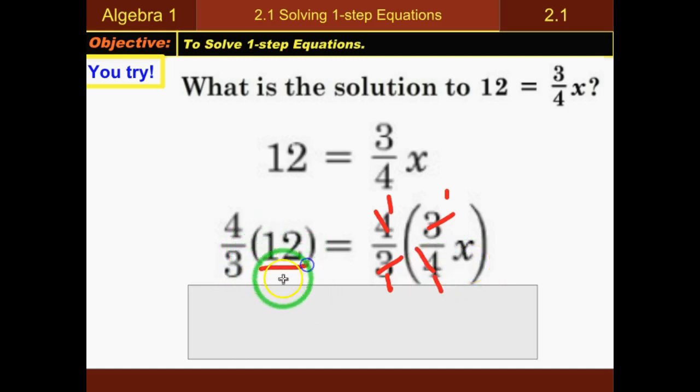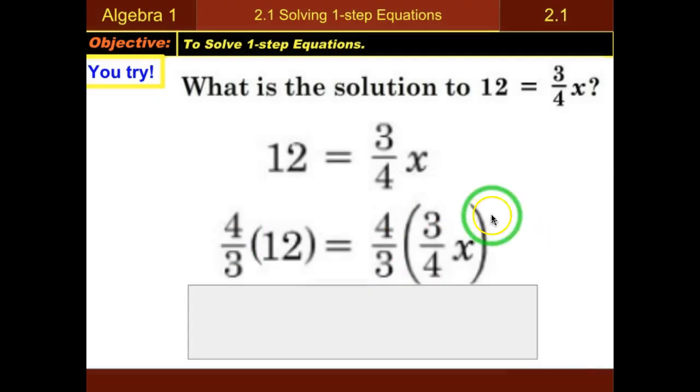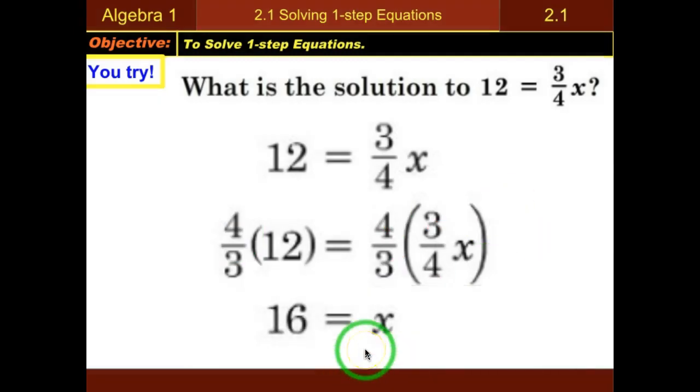Now here, remember, I can think of the 12 as 12 over 1. So 4 times 12 is 48. Sorry, still trying to do this with my mouse. 48 divided by 3 is 16. Or I could have done 12 divided by 3 is 4. 4 times 4 is 16. Both ways get me to the answer of 16.